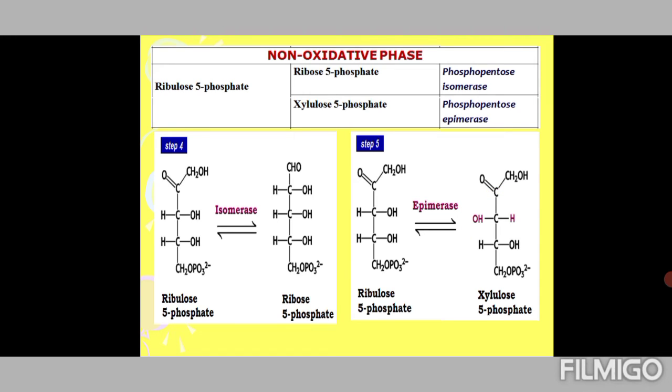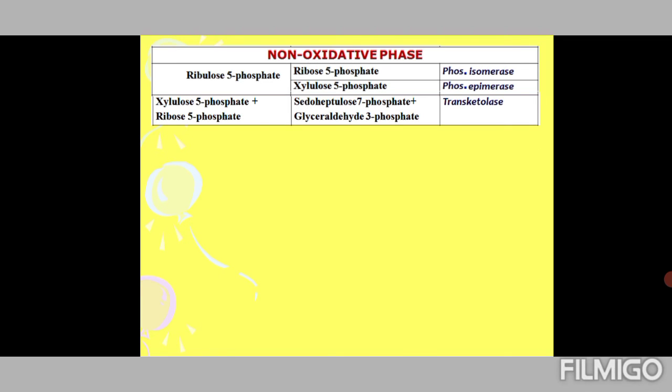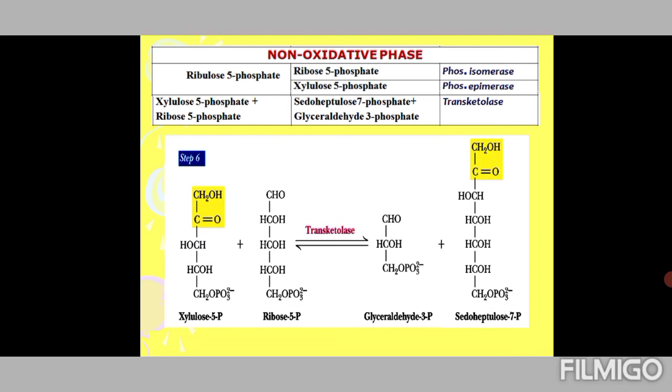The next reaction involves both these products, ribose 5-phosphate and xylulose 5-phosphate, and it is a transferase type of reaction, which involves a transferase enzyme. As shown here, with xylulose 5-phosphate and ribose 5-phosphate, a block of 2 carbons is taken from here and placed on ribose 5-phosphate so as to form the 7-carbon sedoheptulose 7-phosphate.